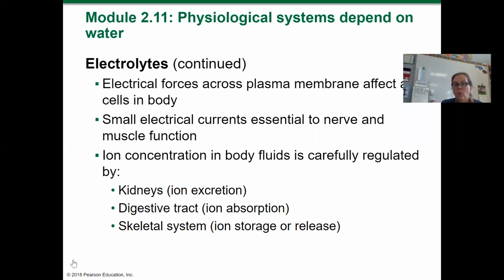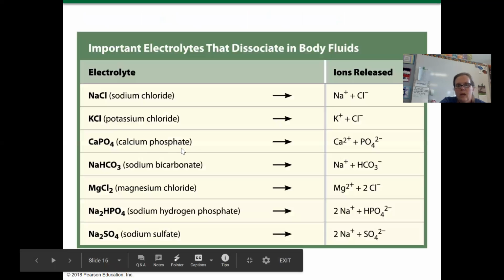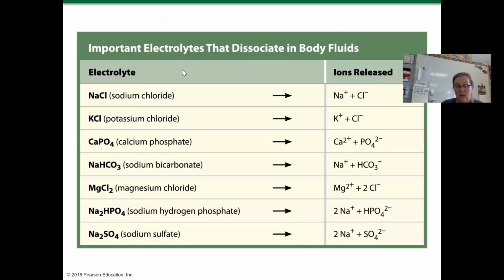And that includes organs like the kidneys, which help to control what ions are excreted, how much water is excreted. The digestive tract also absorbs a lot of ions and water. The skeletal system is a great storage system for ions like calcium. We actually have cells in the skeletal system that are very specialized to either break down and release, or to build up that calcium. And so here are some electrolytes that are important to us physiologically.